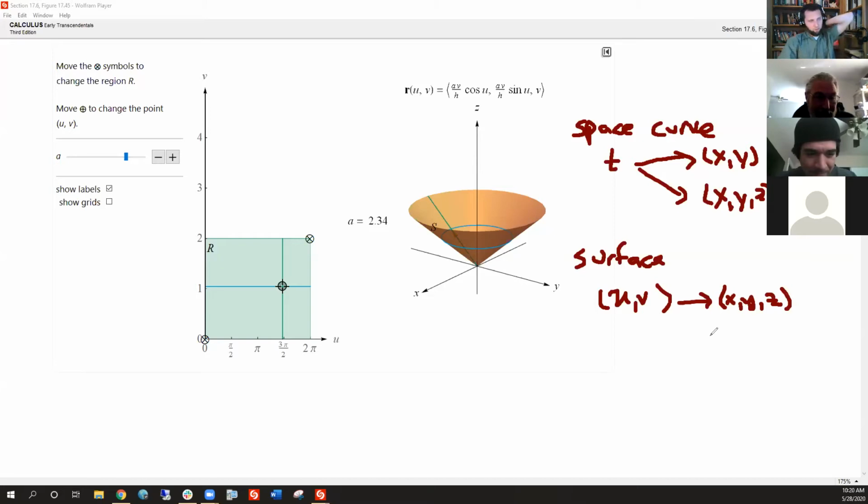So, phrased another way, if you have 2 parameters, then you know you have a surface. If you've got a surface, then you know you need to have 2 parameters. This is the counting part of the class. Okay. Questions about this?